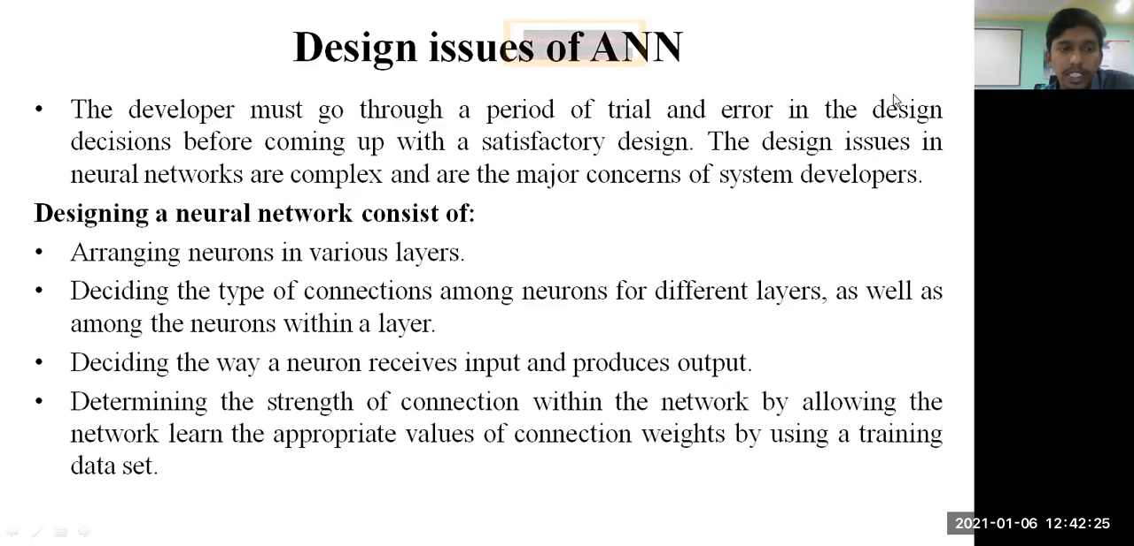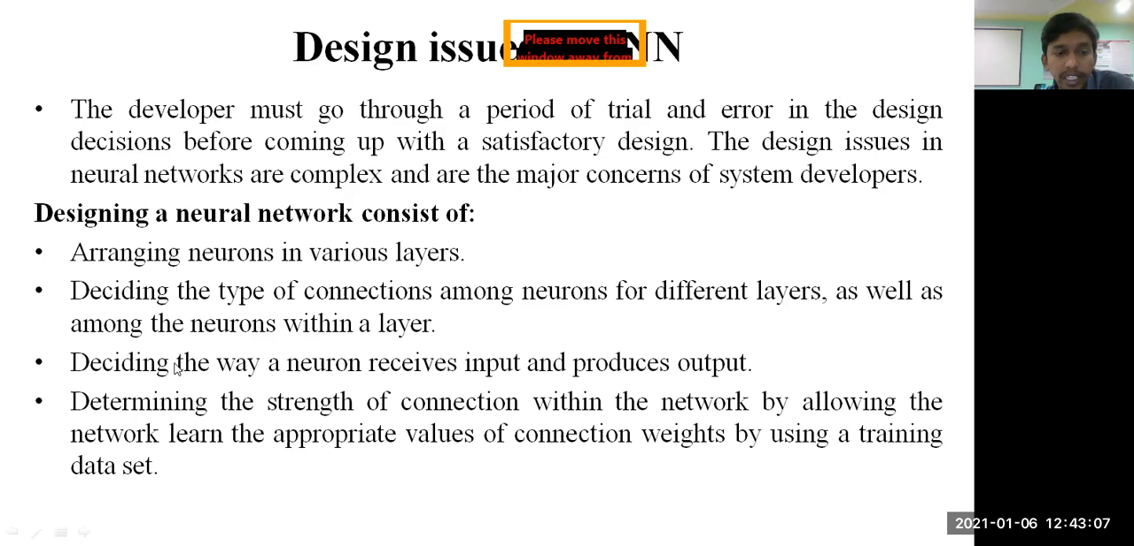Here we have listed some key design issues with respect to your artificial neural network. The first one is arranging neurons in various layers. We will be seeing this point in the next slides, about the various layers which we already discussed, and we'll have a glance at them again. The next one is deciding the type of connections among neurons for different layers, as well as among the neurons within a layer. With respect to connections, that is single layer feed forward or multi-layer feed forward. That's what we'll be seeing in the next slides.